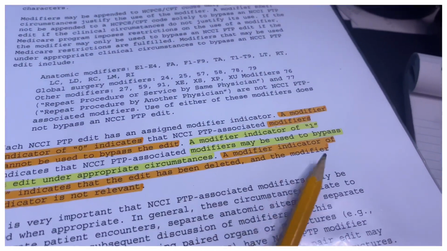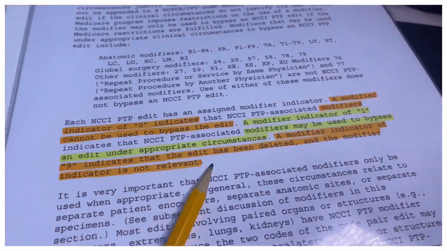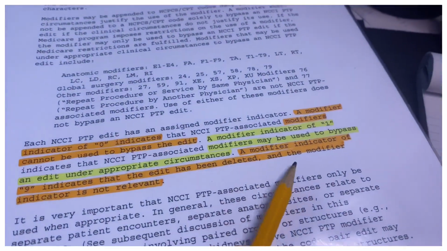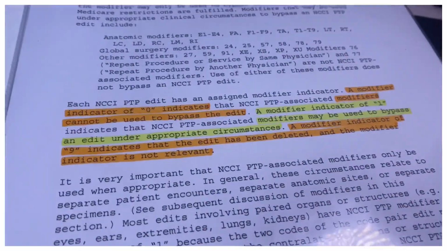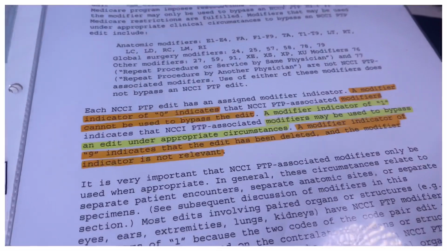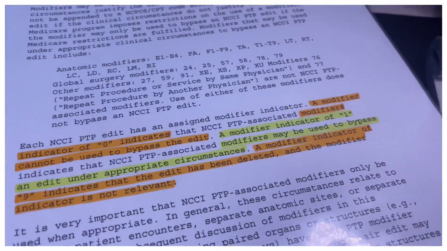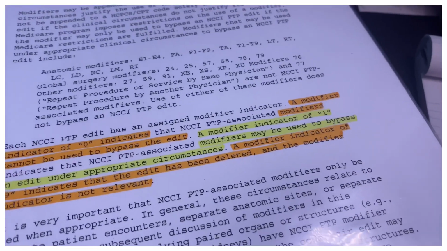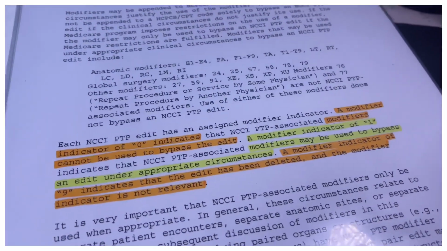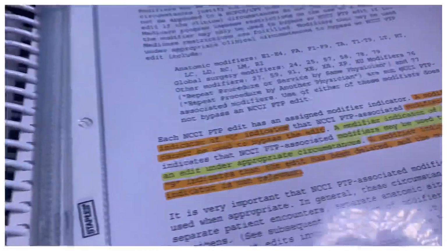A modifier indicator of a 9 indicates that the edit has been deleted and the modifier indicator is not relevant. So if you see an indicator of 9, then you don't have to worry about it. But just focus on your 0 and your 1, because if you have a 1, you can report both services with a modifier. And if you have a 0, you cannot.